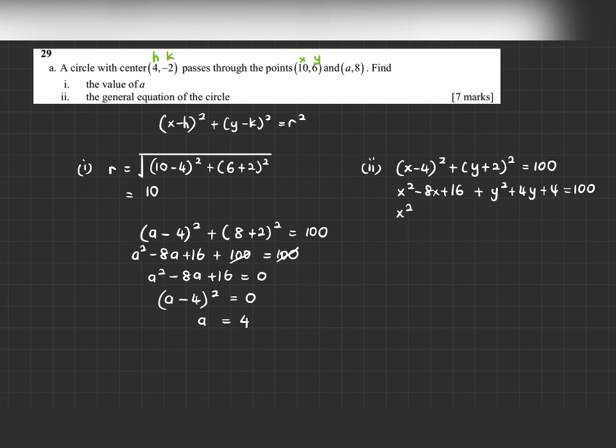So kita bawa everything to the jadikan equal to 0 lah. So X square plus Y square minus 8X plus 4Y, and then 16 plus 4 minus 100. So kita ada 20 minus 100. So we have negative 80 equals to 0. So settle our general equation of the circle.